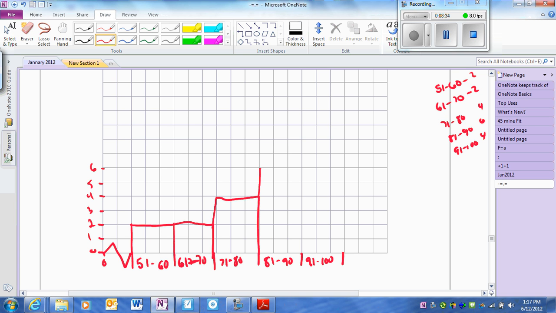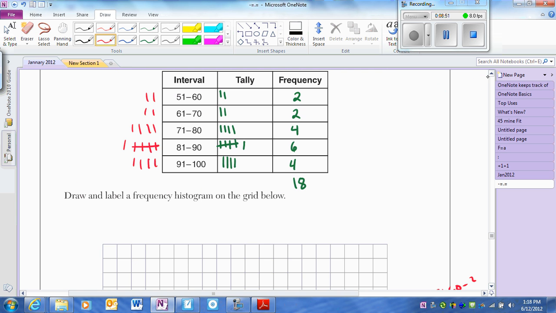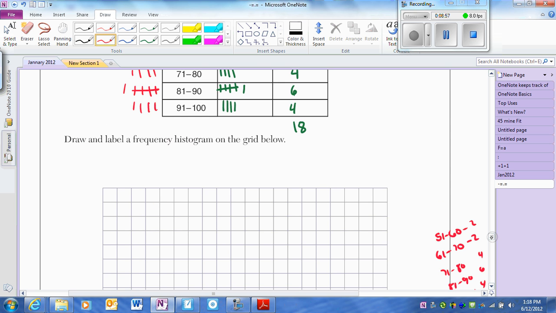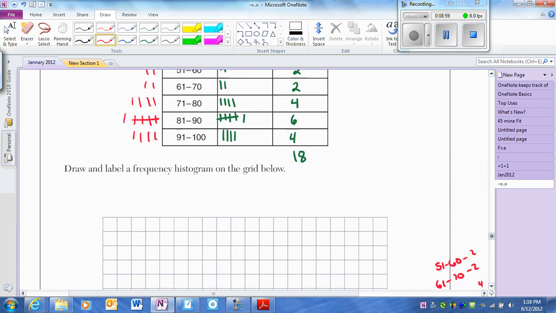Yours obviously will be much neater than mine. I do not have a straight edge again. I'm going to write intervals down here, and frequency here. And we'll put a title on here. What is this? This is Moshe's test scores.